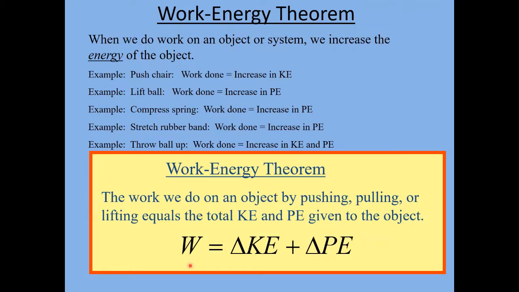So the mathematical equation or formula for this work energy theorem is that the work done here is equal to the change in kinetic energy, that's delta KE, plus the change in potential energy, delta PE.